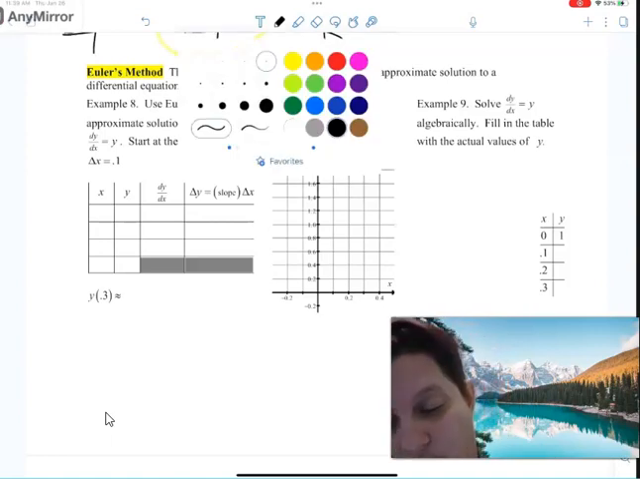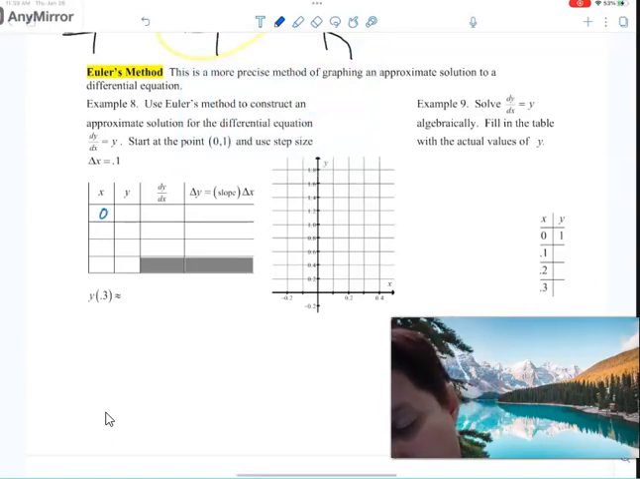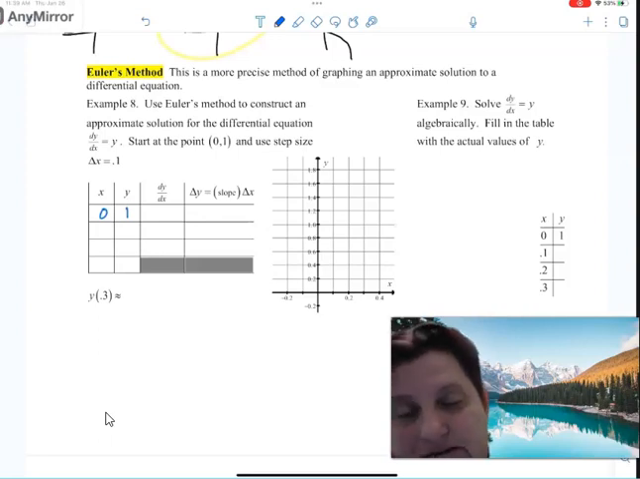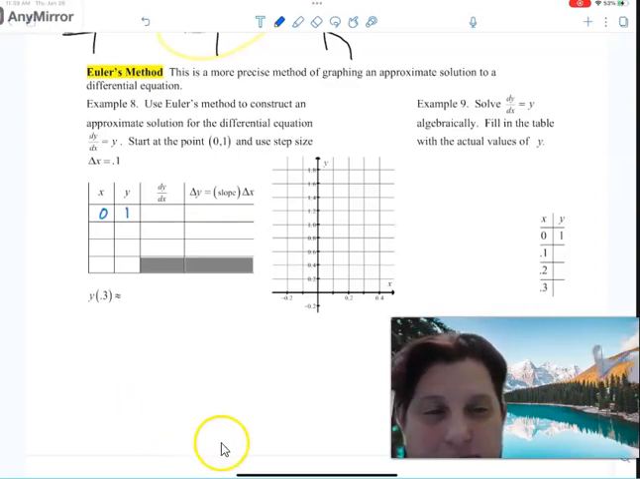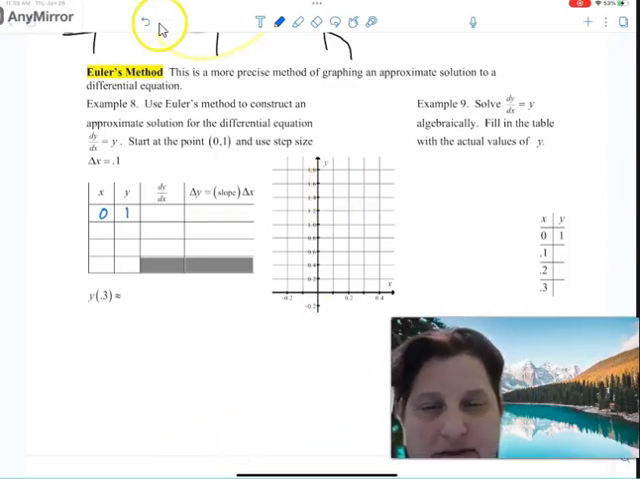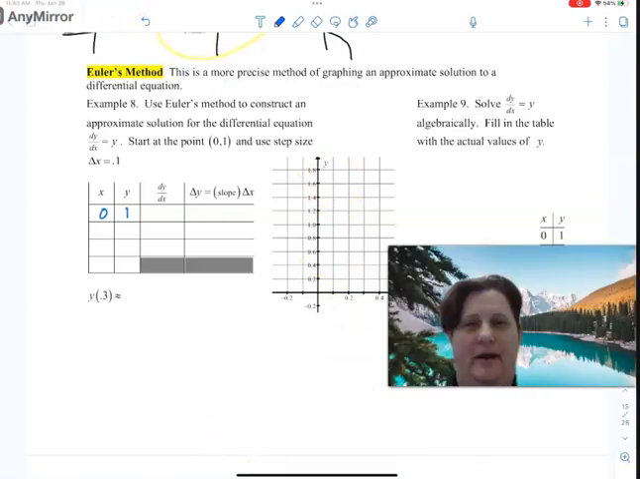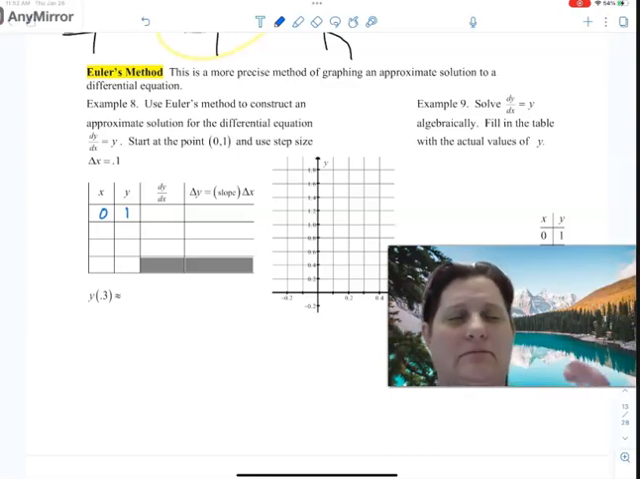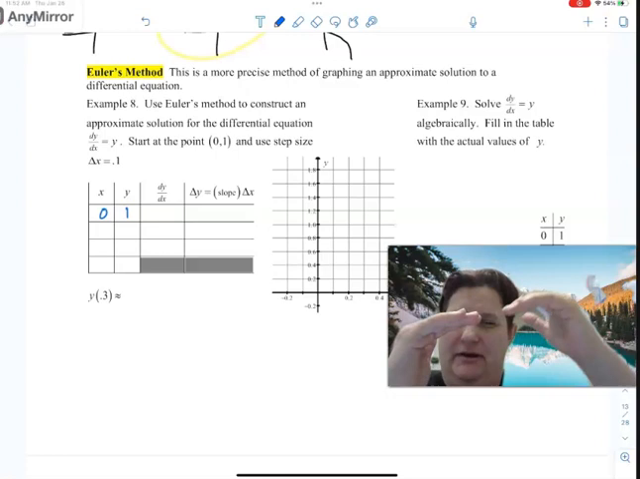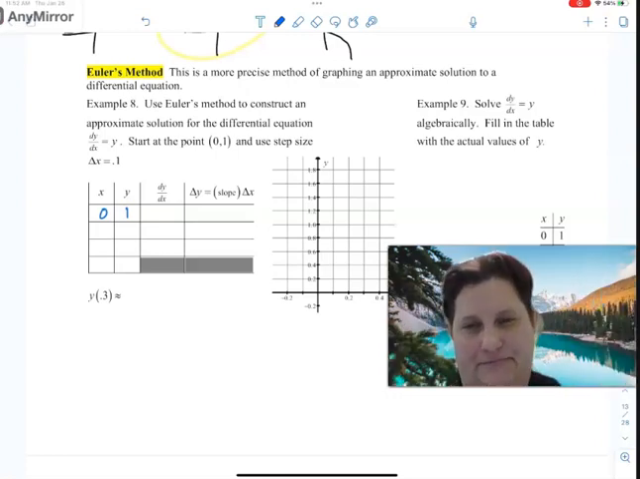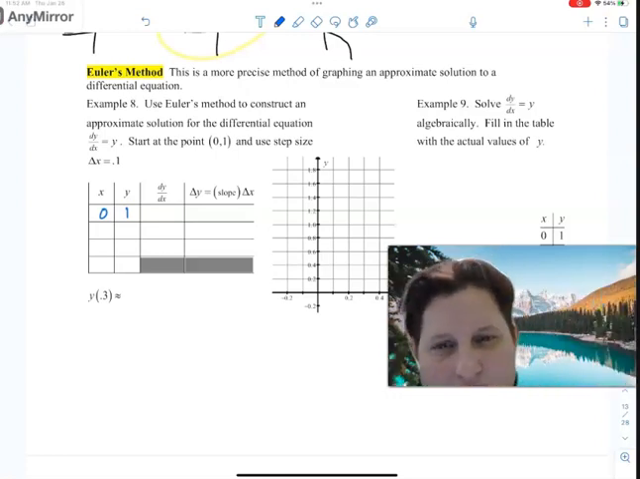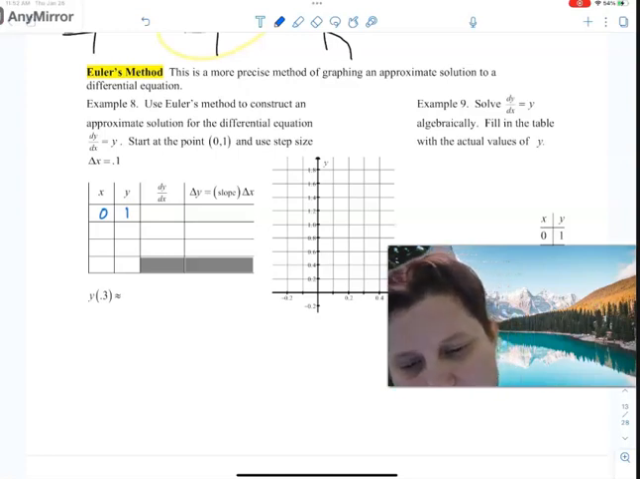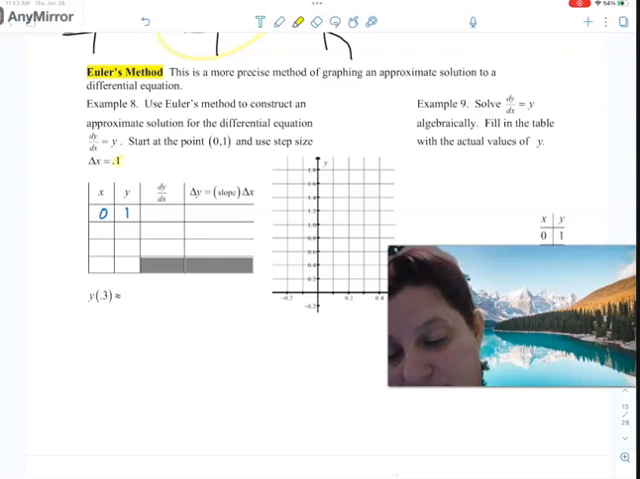Start at the point 0, 1. We have this chart, 0, 1, and use a step size of delta x is 0.1. All right, here's how this works. What we're doing is making an approximation, almost like the tangent lines. We're kind of going up by the tangent lines. First of all, it wants me to start at the point 0, 1 and use a step size of 0.1.